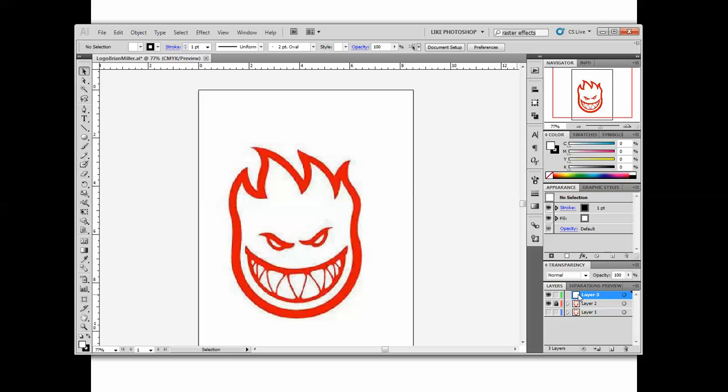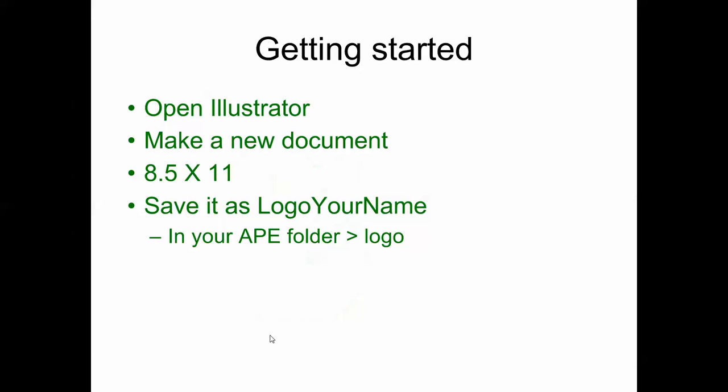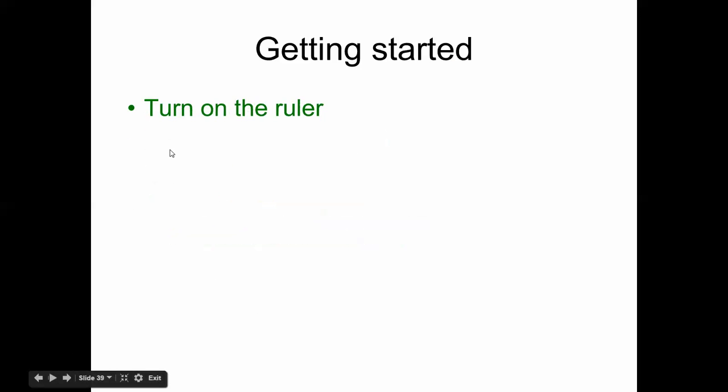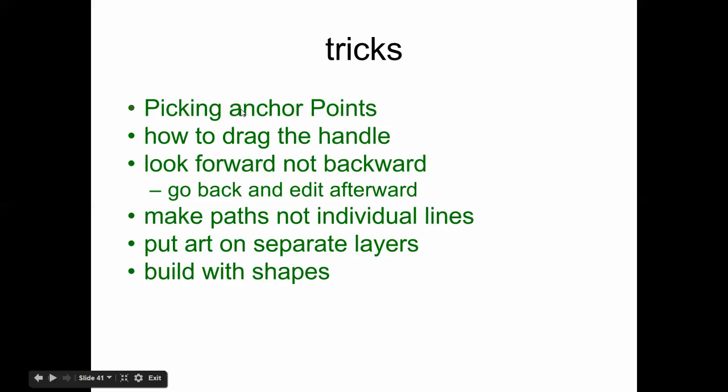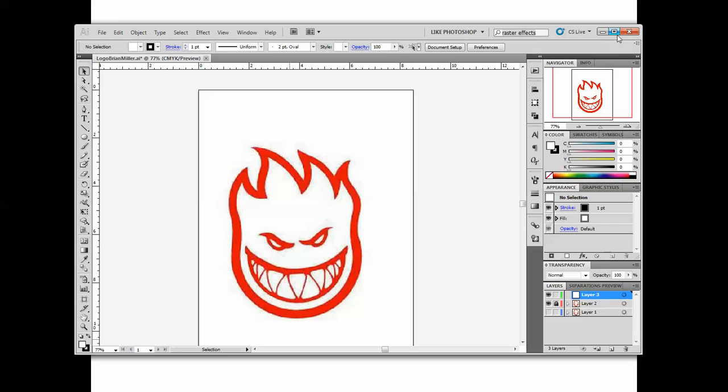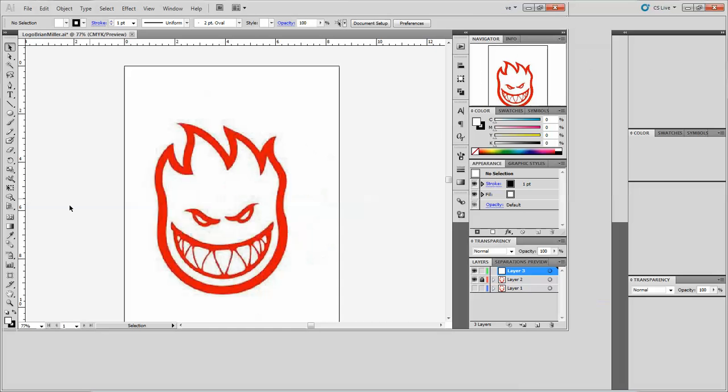Okay, now let's take a look at the spiel here, because I'm probably going to tell you some important stuff. Okay, so turn on, oh, we already did all that. And place the picture, trace it with the pen tool, lock the layer, make a new layer on top, and trace. That is all true. Here's the tricks that I want you guys to know. Read those, and then now I'm going to show them to you here. Okay, so here's what I want you guys to do: start tracing.